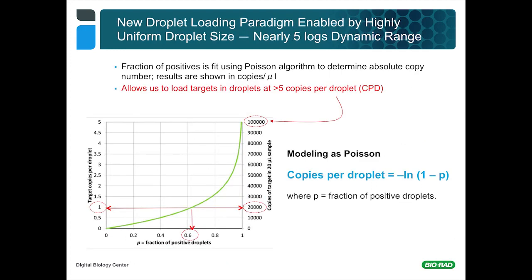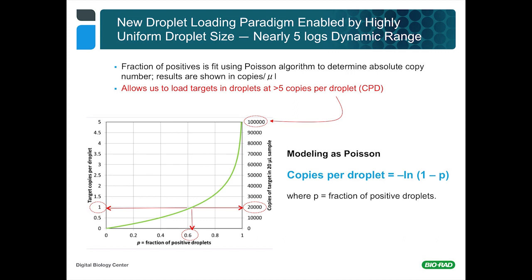This will become maybe a little bit clearer graphically. Even though we have 20,000 droplets and you need to still retain some negative droplets to be able to make a proper concentration call, you actually can load into these droplets far more than even an average of 1 copy per droplet. You can go up to as much as 5 copies per droplet.